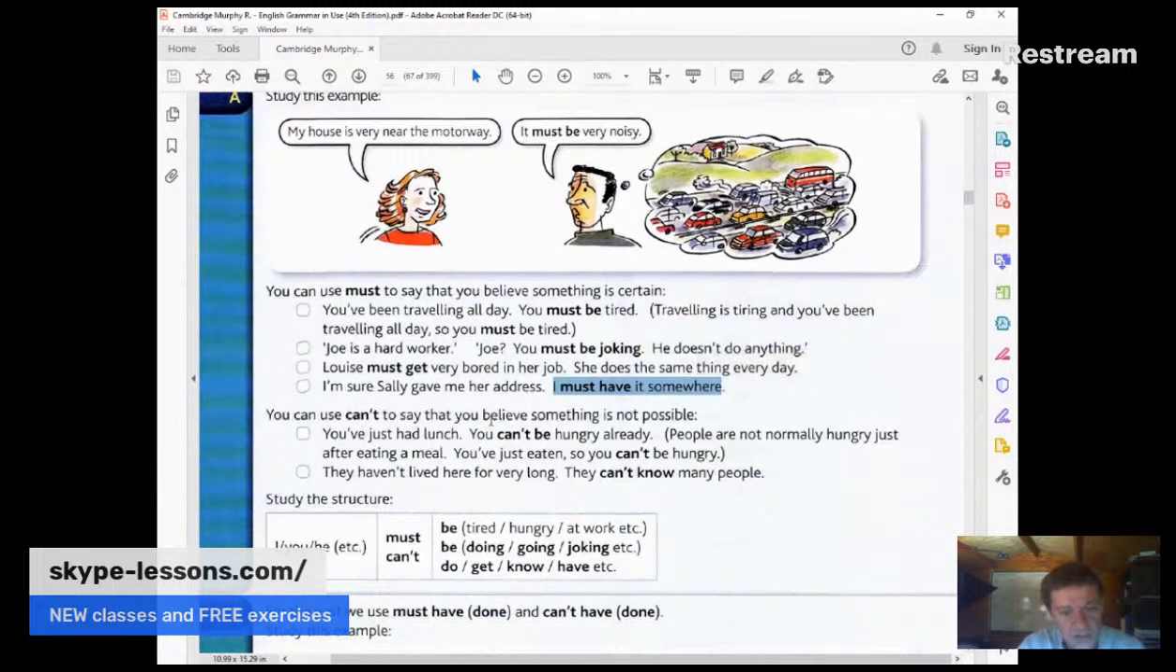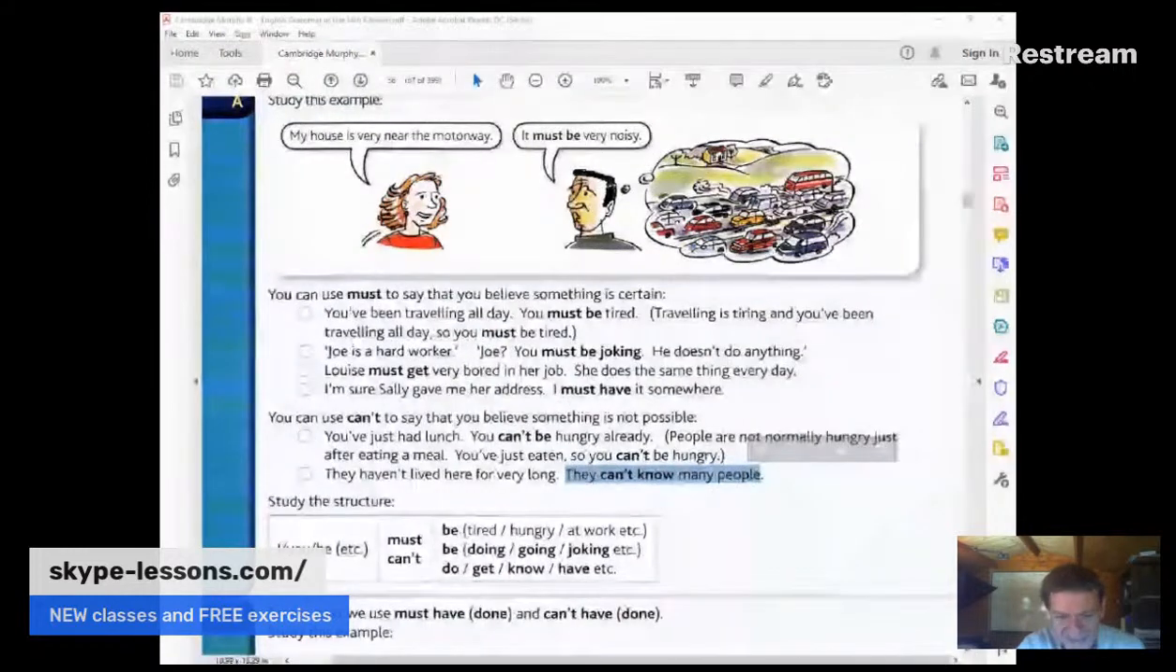You can use can't to say that you believe something is not possible. So you've just had lunch. You can't be hungry already. Or they haven't lived here for very long. They can't know many people. Yeah, is that all clear? I hope that's all clear, that you use must and can't for when you're dealing with speculation about what must be the case or what can't be the case.